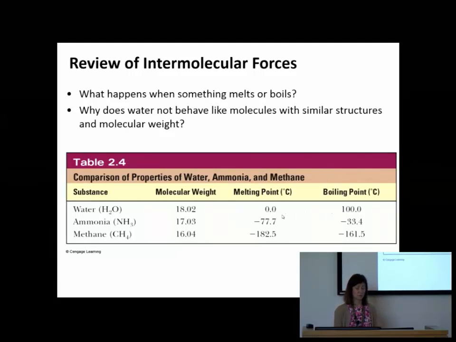Even something else that does hydrogen bond, maybe not as strongly, because it's not as electronegative as oxygen, the nitrogen-hydrogen bonds do increase the melting and boiling point, but not as much as with the water.